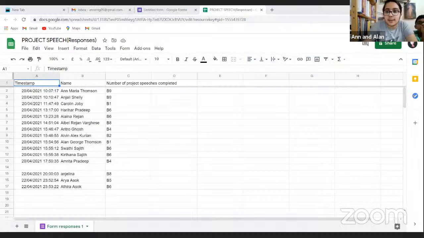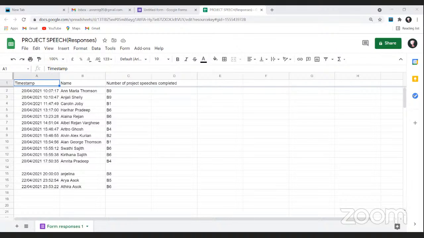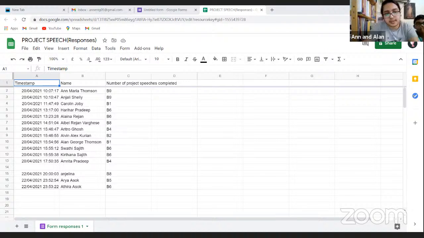Can you all see? Yeah. Okay. So these are the people who submitted the project speech, the number of speeches they have completed. Today only Abel had given his B9 speech. So from the next meeting onwards, we need at least 2 to 3 speeches. We can find B4, B6, B8, B5, B1. At least every meeting, we should have at least 2 to 3 speeches. Only one speech is not good.